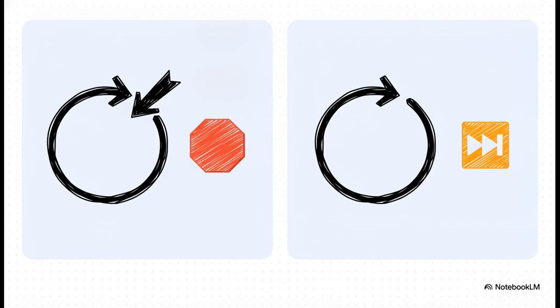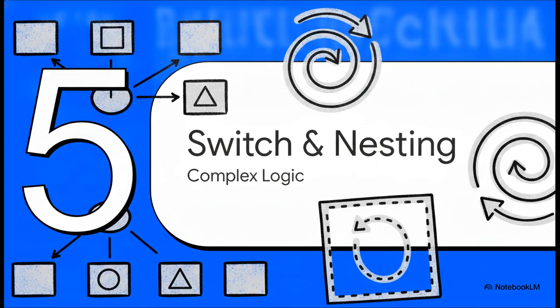Oh, and the source material also mentions the goto statement, which passes control literally anywhere in a program without even testing a condition. But honestly, modern structured programming generally avoids goto entirely because it can make your code impossible to follow. Let's move to Section 5, switch statements and nesting.